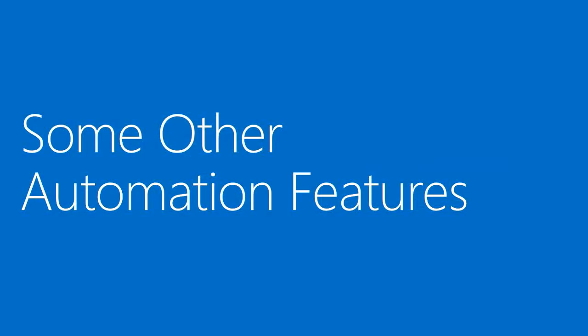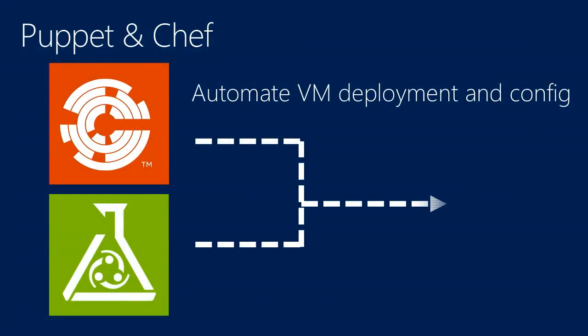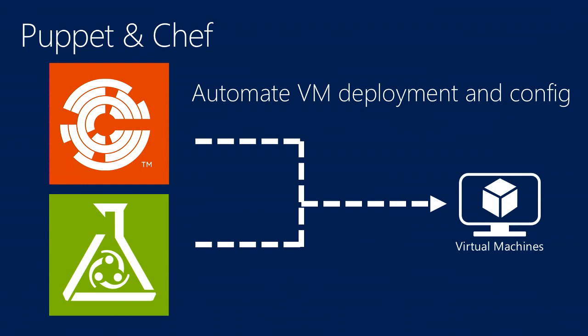Cool, so what else can you do in Azure to automate your deployments? Recently, Puppet and Chef support has come on board in Azure. So what this is essentially is a way to automate the deployment and configuration of virtual machines. So you can do the same sort of thing in PowerShell, but Puppet and Chef are actually cross-platform. So they handle your Linux machines and whatever else you've got in your Azure environment.